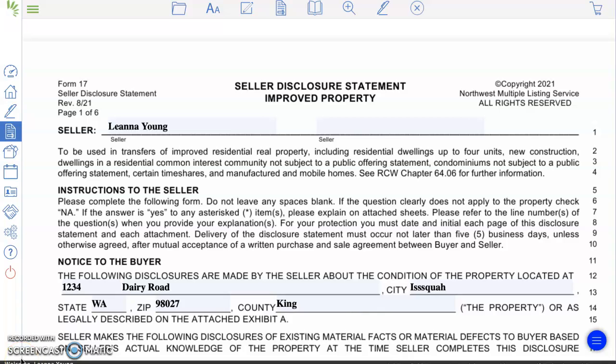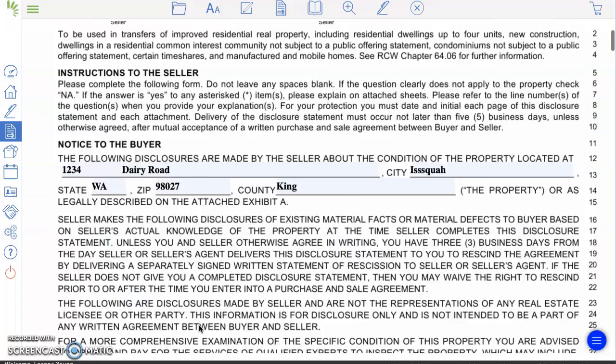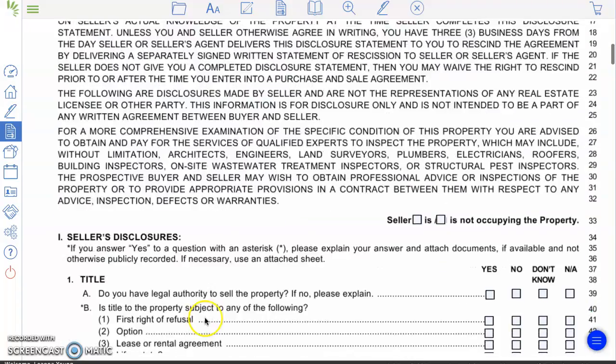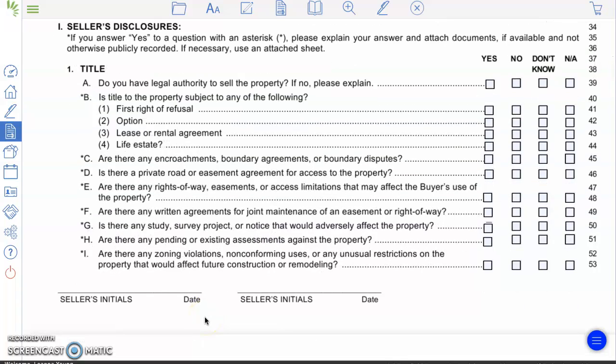Okay, this video is going to go over more specifics on the seller disclosure statement. I get a lot of questions about this form, so I figured I'll just take you through it, starting with section 1, regards to title. Do you have legal authority to sell the property? Pretty straightforward. That would either be yes, no, don't know, not applicable.